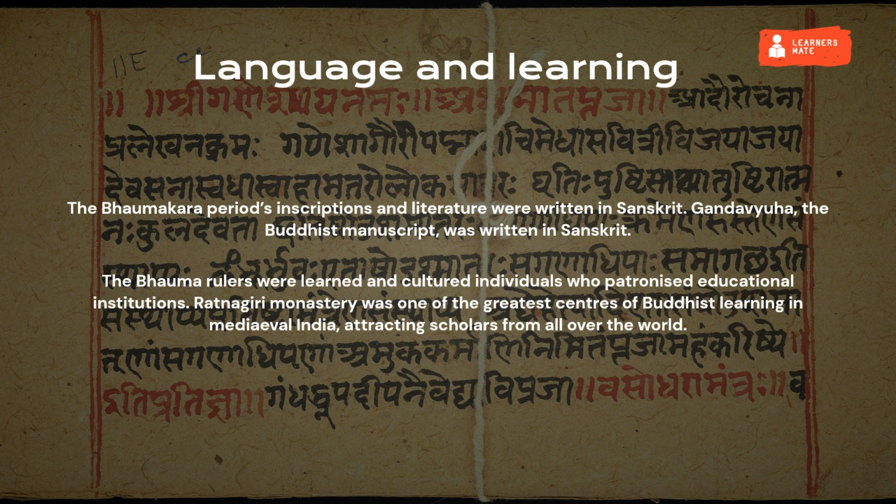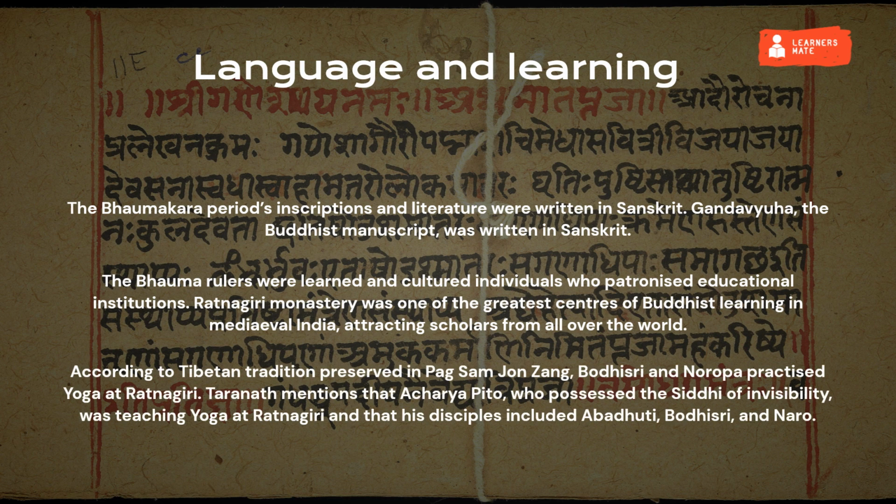The Bhauma rulers were learned and cultured individuals who patronized educational institutions. Ratnagiri Monastery was one of the greatest centers of Buddhist learning in medieval India, attracting scholars from all over the world. According to Tibetan tradition preserved in Pagsam Zhang, Bodhisri and Naropa practiced yoga at Ratnagiri. Taranath mentions that Acharya Pito, who possessed the siddhi of invisibility, was teaching yoga at Ratnagiri and that his disciples included Abdhuti, Bodhisri, and Naro.